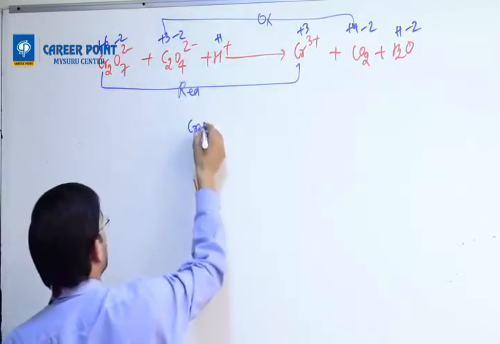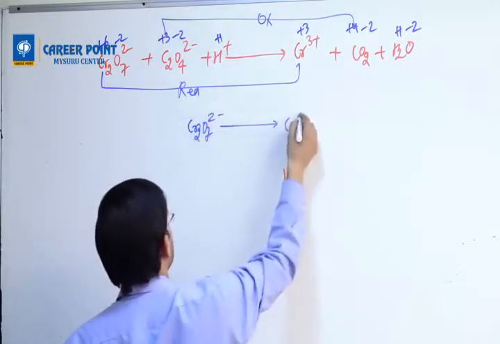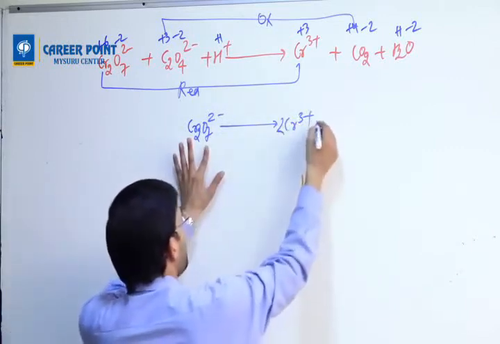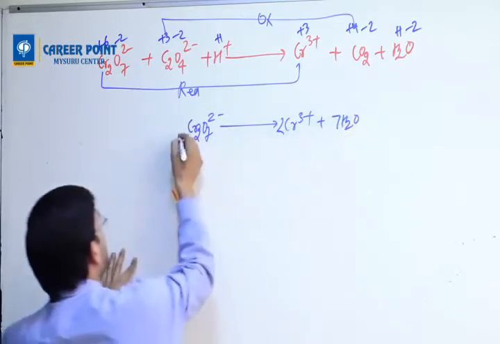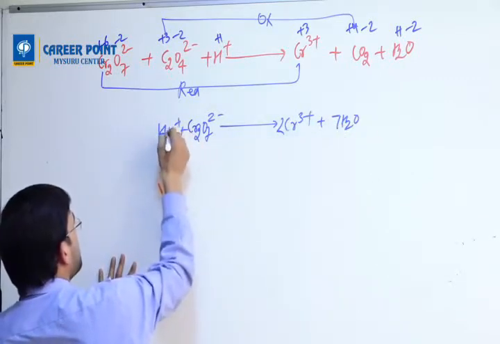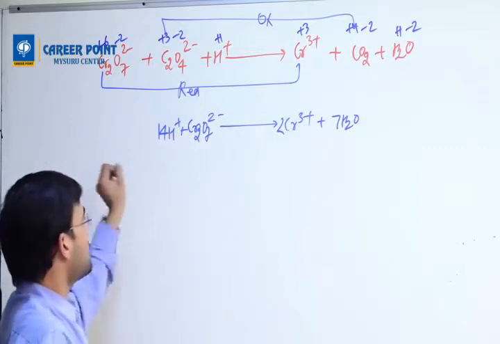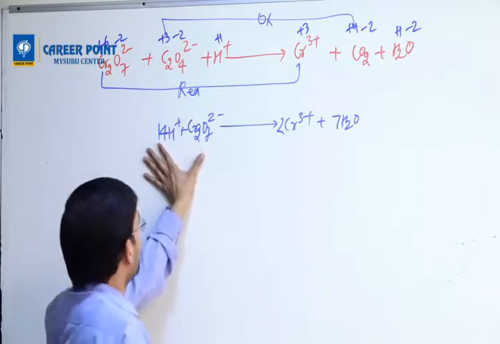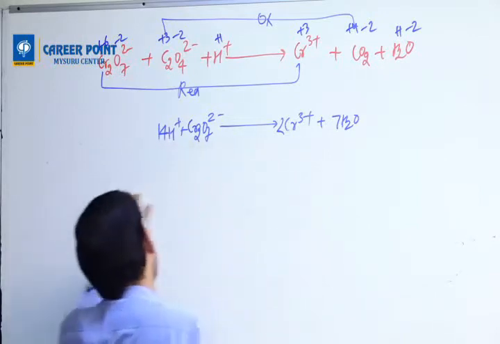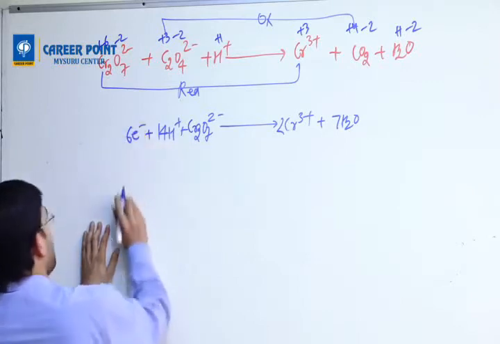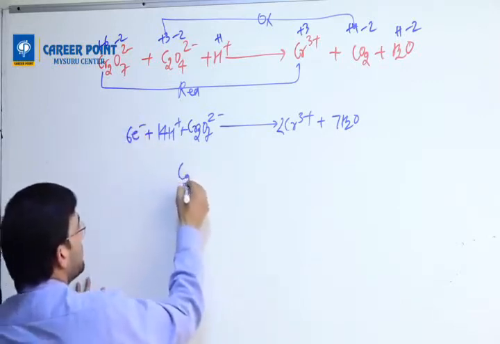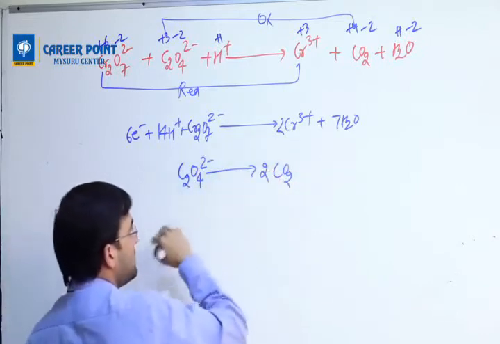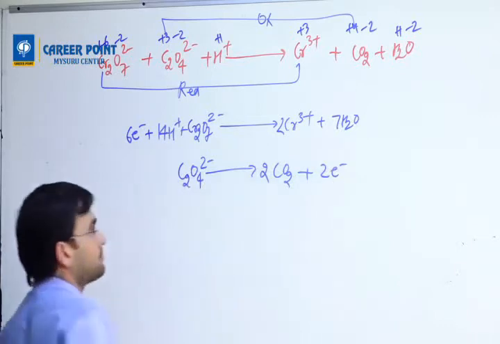So Cr2O7 2 minus gives rise to 2Cr3 plus. For 7 oxygen, 7H2O, double of it, 14 H plus. Then charge: plus 14 minus 2 is plus 12, here plus 6, so 6 more electrons. Then C2O4 2 minus gives rise to 2CO2, easy job, plus 2 electrons.